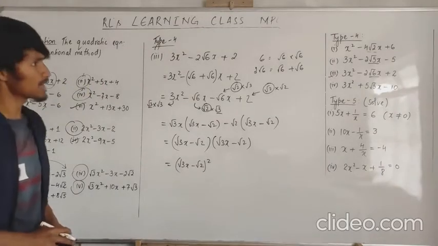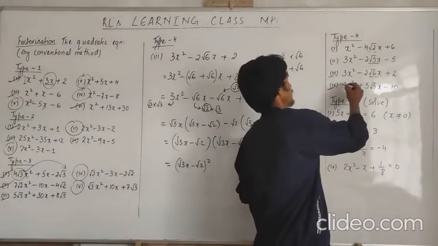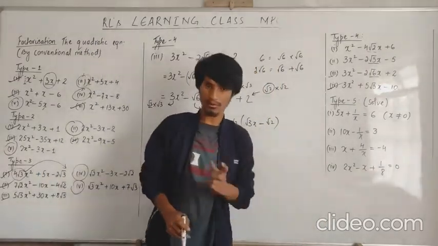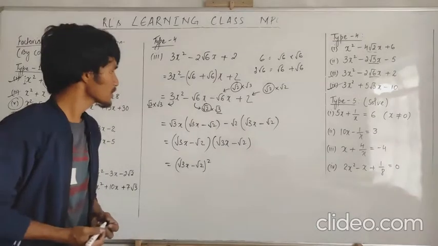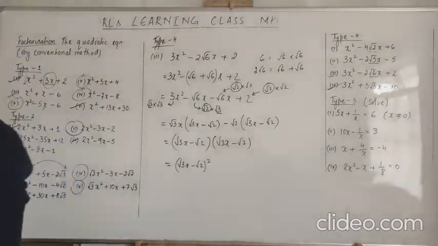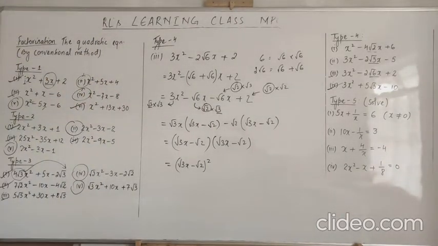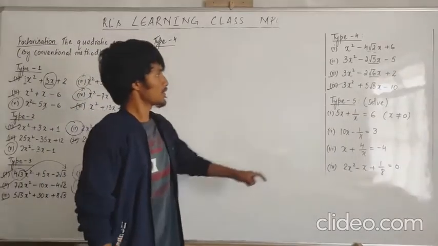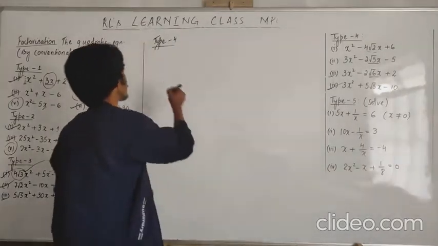Okay, let me solve your last question, number 4 of this type 4. Then I'll do this type 5 for you, only one question. Okay, now I'll solve question number 4.